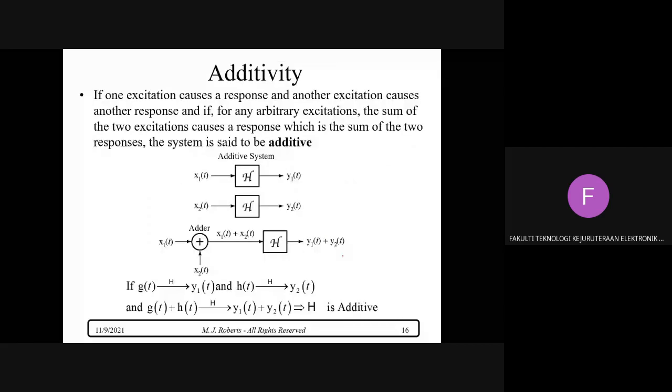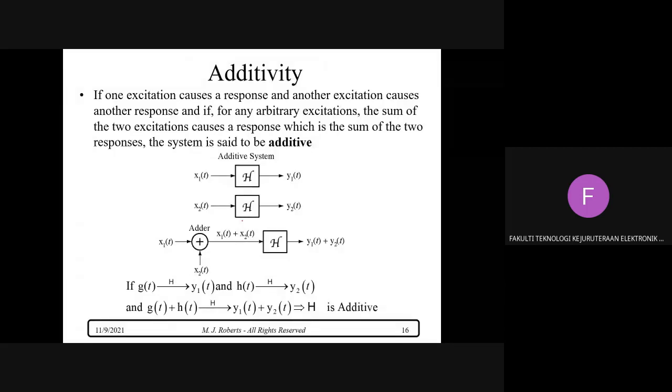And then additivity. Here, if you have the system and the input is x1, the output is y1. If you have the same system and the input is x2(t), your output should be y2(t). When we add the signals before they go into the system, x1(t) plus x2(t), the output should be y1(t) plus y2(t). So we say the system is additive, or has the additivity property.